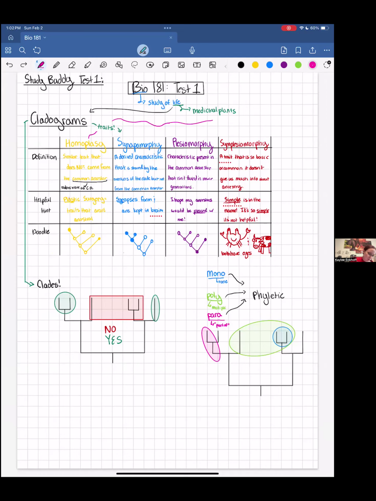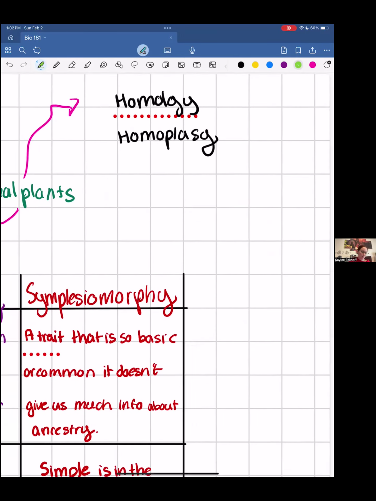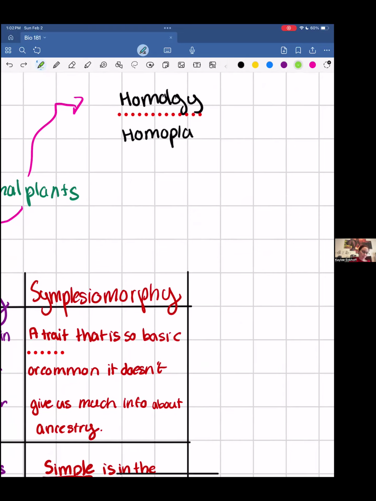I'm actually gonna bring that up here, that way we have more room. But homology and homoplasy. Homology is traits, and it's genetic and it's kind of like figuring out stuff with DNA. So with homology, you're thinking of the more official sciencey, not just eye observable stuff.